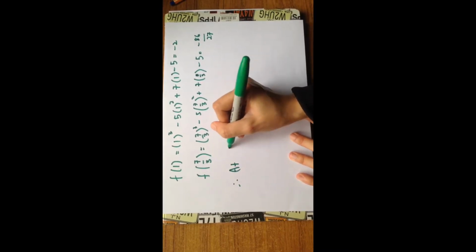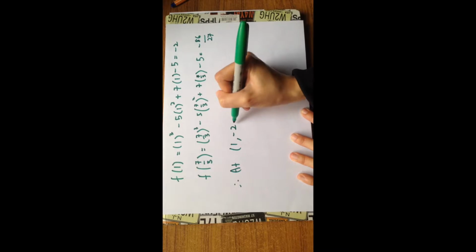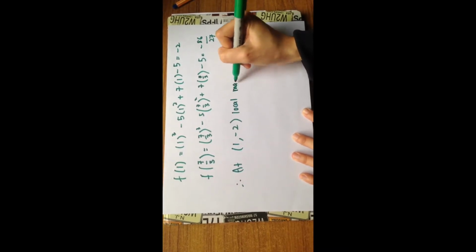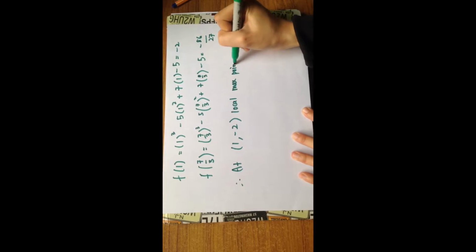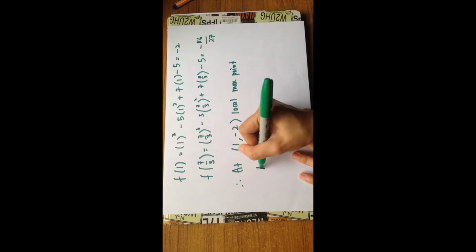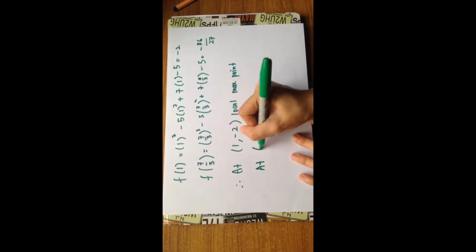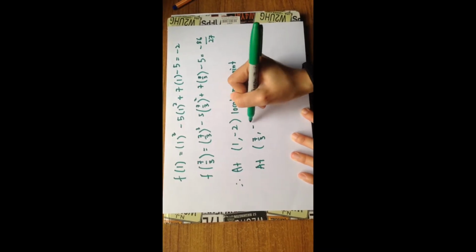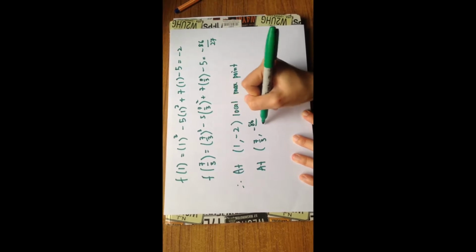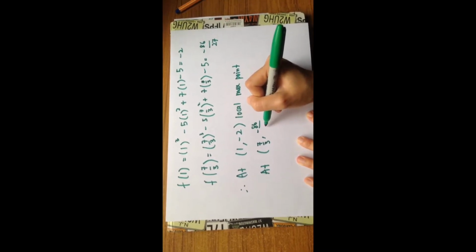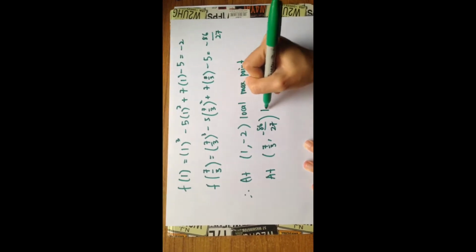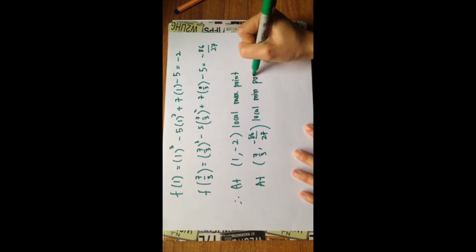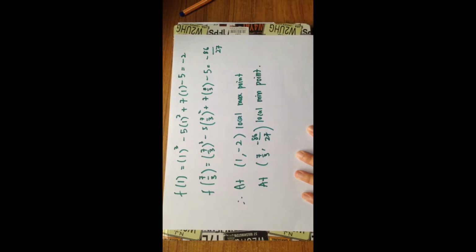So the conclusion for this equation based on the coordinates is at (1, -2) is the local maximum point, and at 7/3, with value -86/27, is the local minimum point. So that's all.